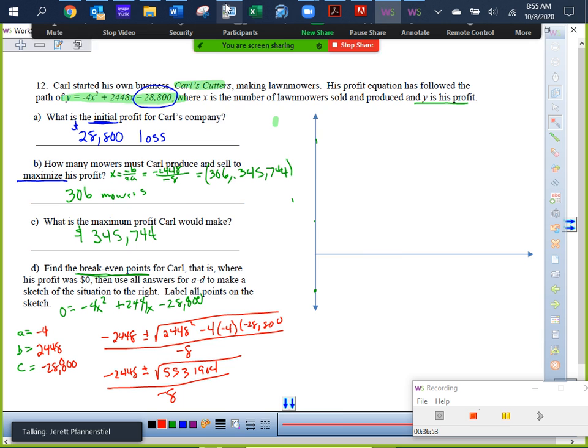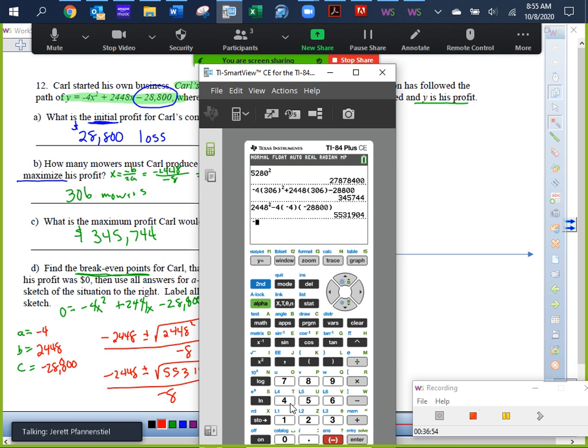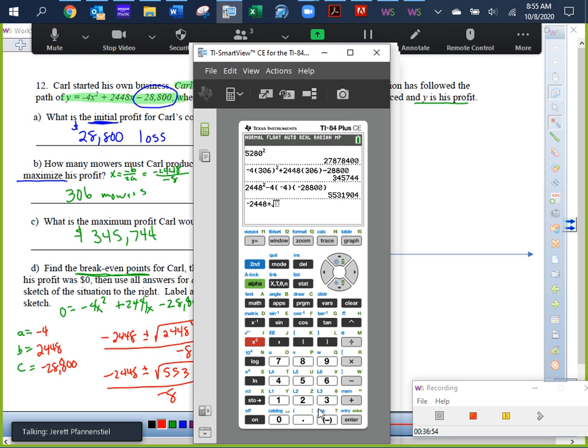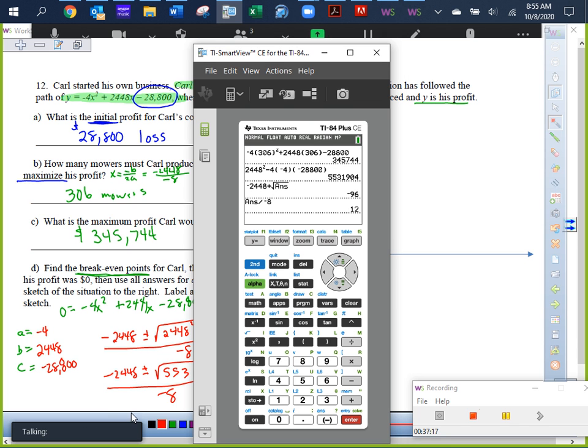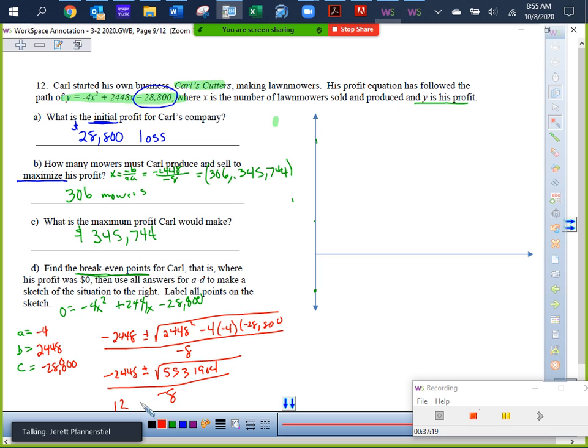So I'll go punching that in. Negative 2448 plus the square root. You can use the previous answer button if you want to, so you don't have to retype that number. Your previous answer button is right over your minus, so second answer. Hit equals and divide by negative 8. And I got 12 for one of those answers. You find the other one. Got to do the minus. Negative 2448 minus the square root, hit equals, divide by negative 8.